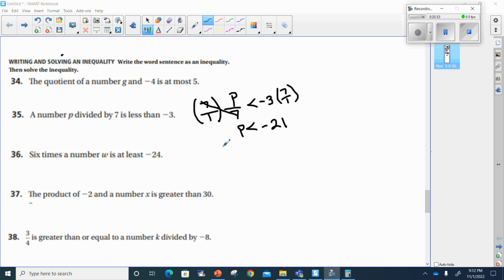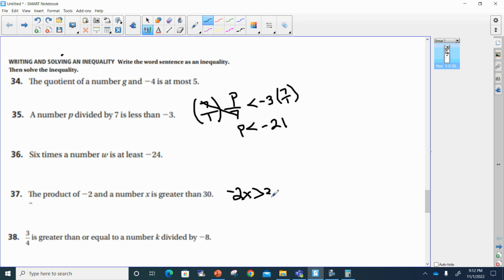All right, next is number 37 for me, the product of -2 and a number, x. Well, product means multiplying, so this is going to be -2 times x is greater than 30. Well, to solve this, I'm going to have to go ahead and divide by -2, which means I'll divide by -2 here.